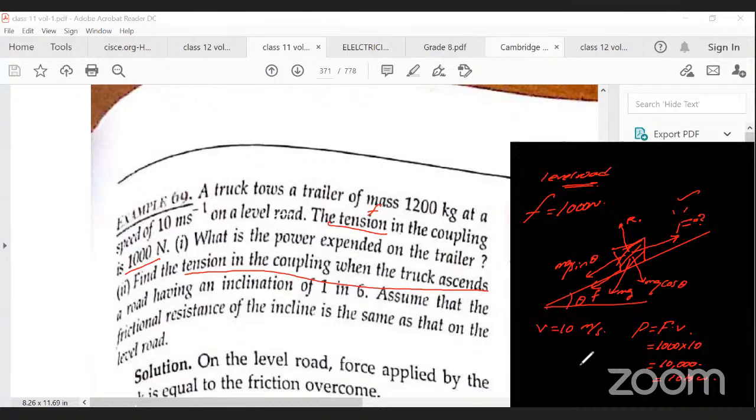Now I need to find the tension when it is moving ascending on an inclined plane. So we need to find the force. F is equal to mg sin theta plus small f, that is your friction force. Small f they have given, which is equal to 1000. For mg sin theta, m value is known, g value is known, sin theta is 1/6. M is your 1200. Have they given g? No, you can take g as 10. Okay, so try to solve for your force.